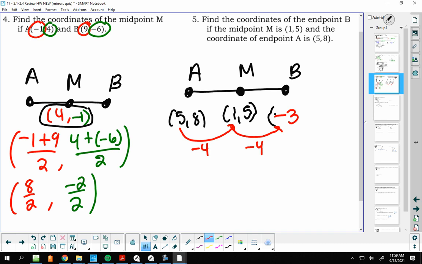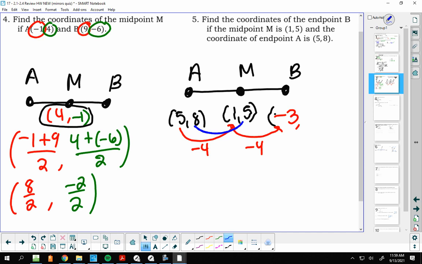Wait, can you redo that? Yep. So how do you go from 5 to 1? Minus 4? Yep, and then you do that again. 1 minus 4 takes you to negative 3. Same thing for the y's.